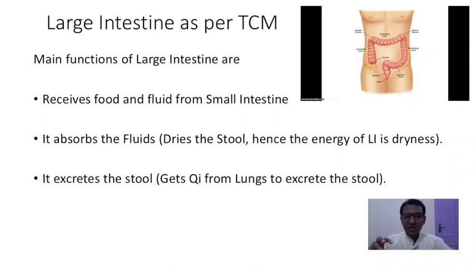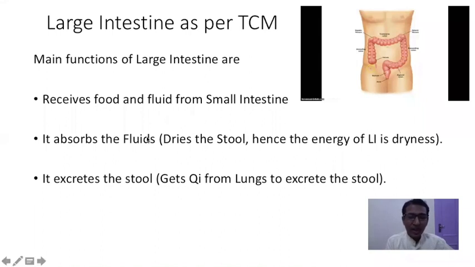Means whatever chyme came out of the stomach went through the small intestine. Now it is coming into the last phase in the large intestine. The chyme is kind of fluidy in its texture. Now the large intestine dries up the fluids by absorbing them and tries to make the stool dry. That is why the energy of the large intestine is dryness, because it is trying to dry the stool.